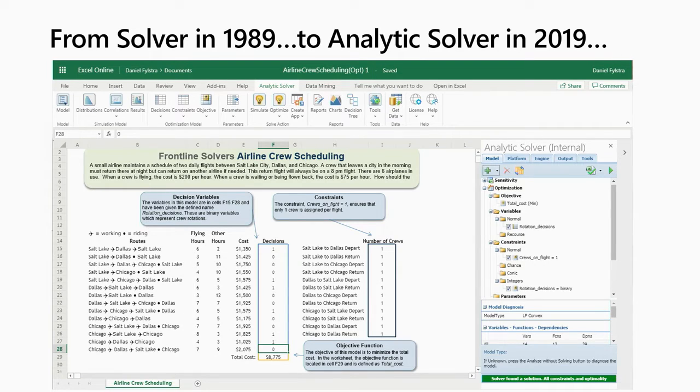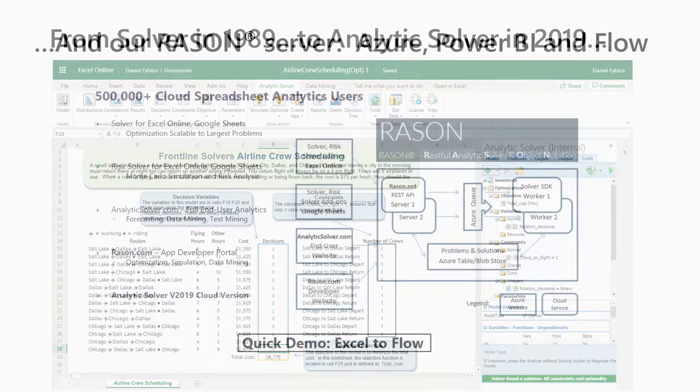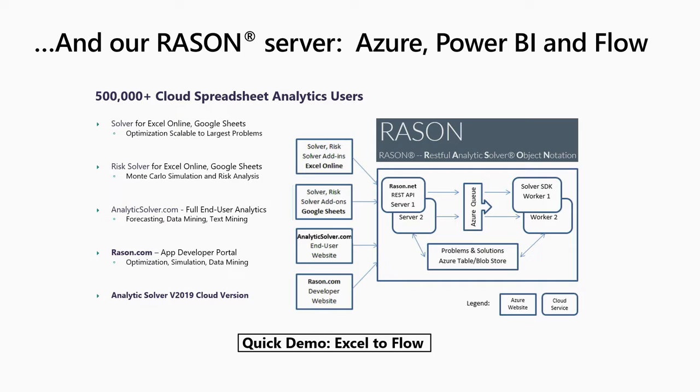And not only that, but throughout this journey, in the process of doing what we're showing you here, we built out something on Azure, which we call a RASON server. I'm going to dig into this a little more. And because we did all this work over the last few years, we have more than 500,000, about 550,000 cloud spreadsheet analytics users, most of them on Excel Online, some of them on Google Sheets. But we've been able to do what we've done because we have this Azure hosted service.